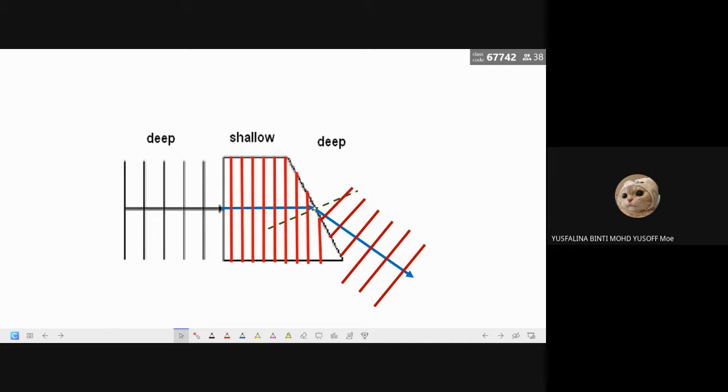Then starting from here, this is the normal line, which should be 90 degrees with the surface here. You can see it's from shallow to deep, from less dense to more dense, so it will be refracted away. You can see the line here is refracted away. You draw 90 degrees from the direction of the propagation.